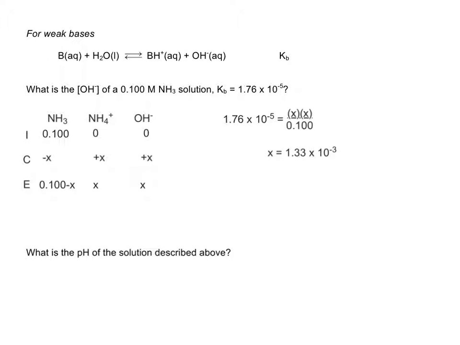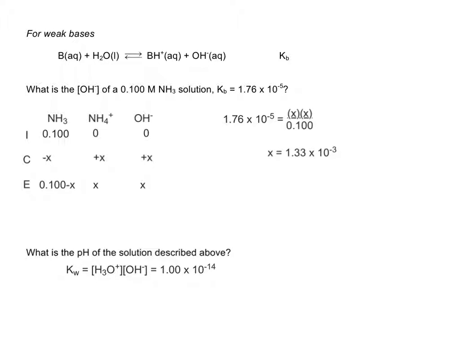Okay, so now we need to figure out what the pH of the solution is, because that's our next question. What is the pH of the solution described above? And we can get this by using our Kw, which I mentioned in the last video. So Kw is equal to the concentration of H3O plus times the concentration of OH minus, because those are the things that ionize when water goes through the autoionization, and that is always equal to 1.00 times 10 to the minus 14th. So this is where our pH equal 14 comes from.